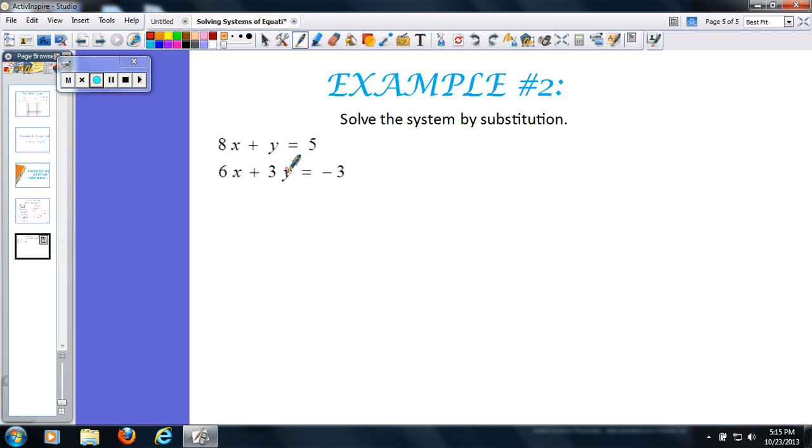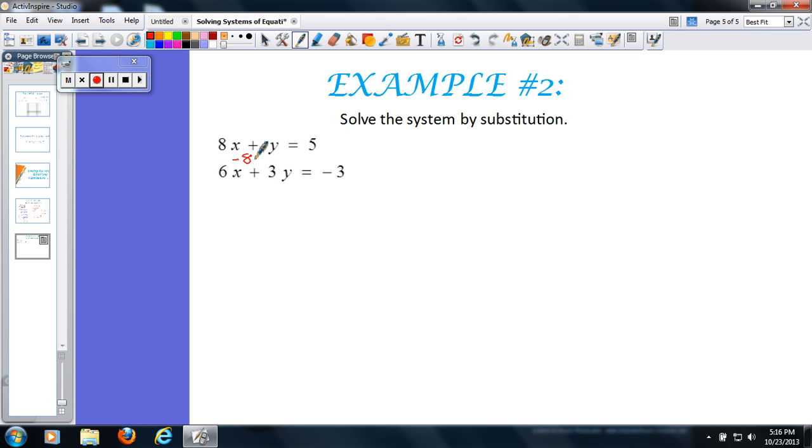In example number 2, for this one, I don't have a variable that's solved for. Here I've got 6x plus 3y equals negative 3. Here I've got 8x plus y equals 5. Well, in using substitution method in a problem like this, I want to solve for one of the variables so that I can get rid of it in the other equation. So here I've got a y that has a coefficient of 1. So this is going to be the easiest one to solve for.